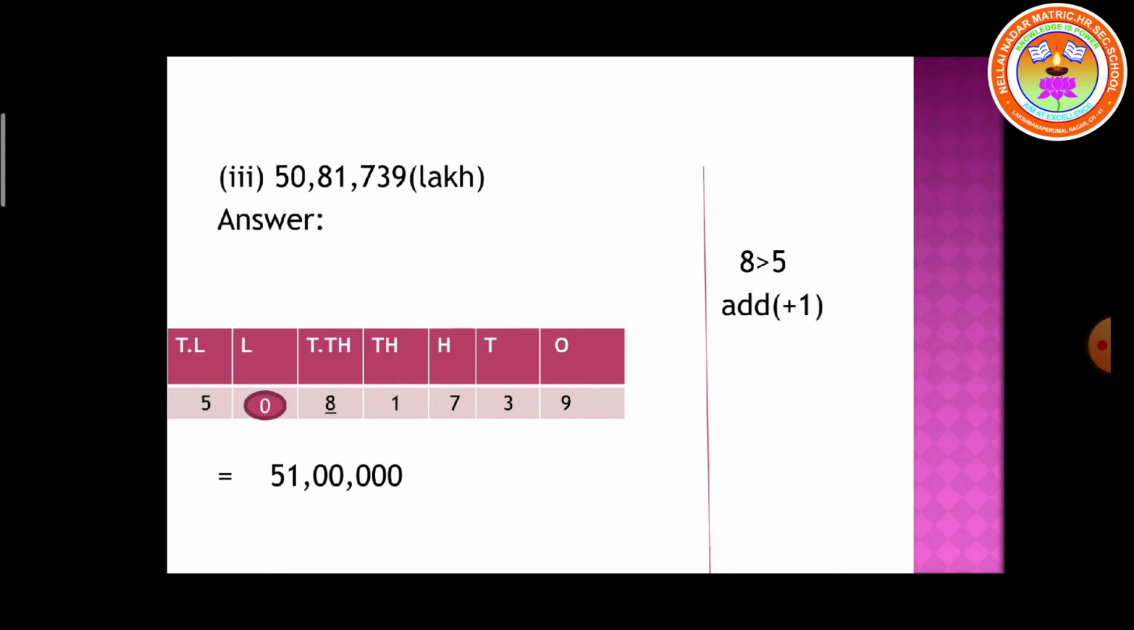So in the ones place 9, tens place 3, hundreds place 7, thousands place 1, ten-thousands place 8, and lakh place 0. Ten-lakh place you have 5. So you have to round up to the lakh place. In the ten-thousands place you have 8. So 8 is greater than 5, so you have to add 1. So you will be getting 51 lakhs.